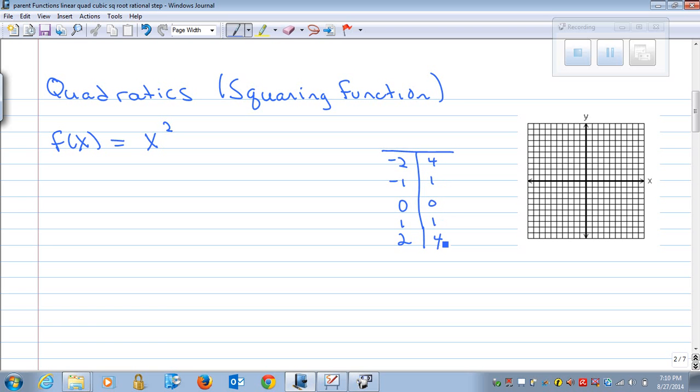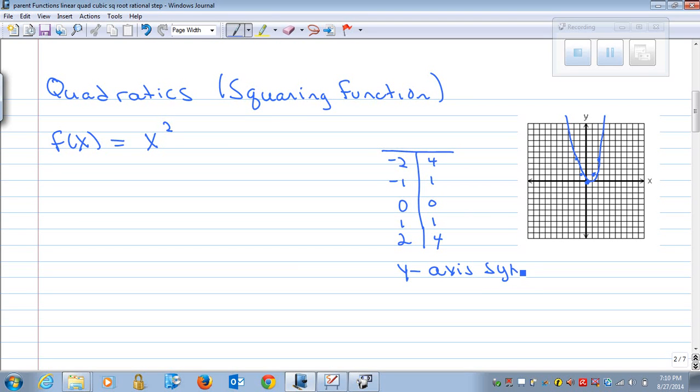Our base graph would look something like this. We would have, of course, the ordered pair at the origin, a positive 1, 1, and a positive 2, 4. And then over here on the left, negative 1, 1, and negative 2, 4. And our graph would look something like this. I didn't do a very good job. Sorry about that. You know, a parabola with a vertex at the origin that's turning upward would be symmetrical with the y-axis. So it has y-axis symmetry.